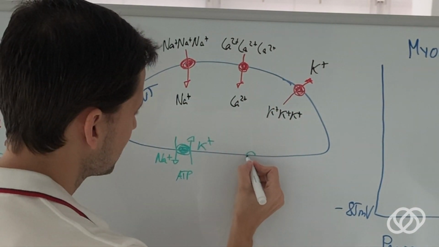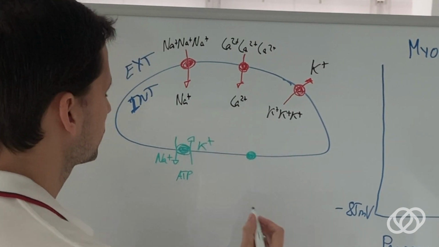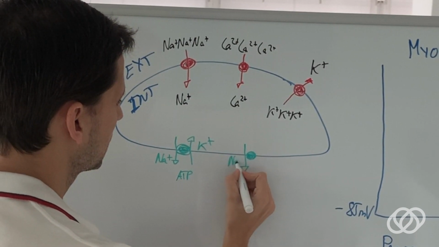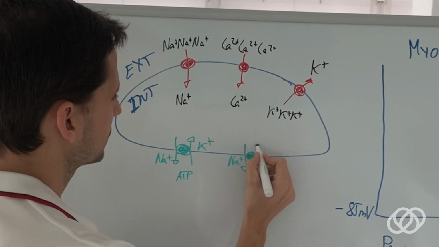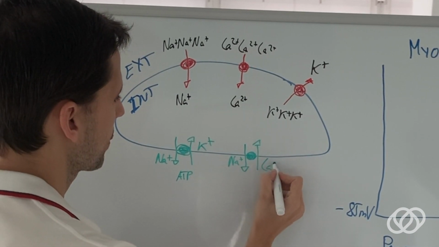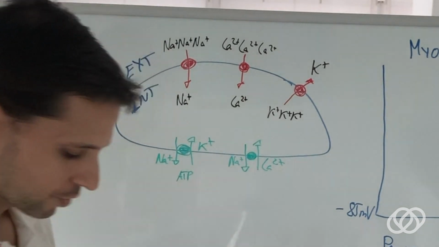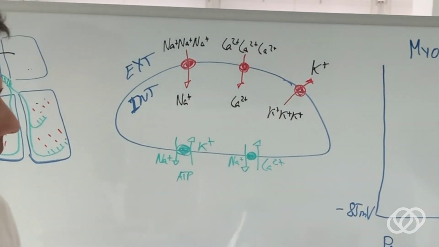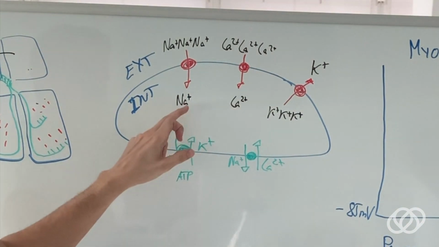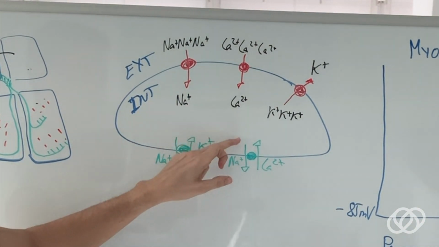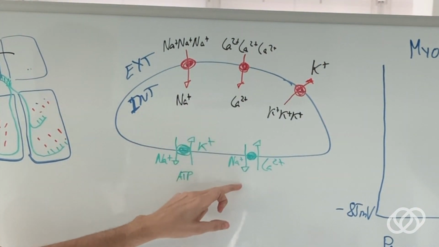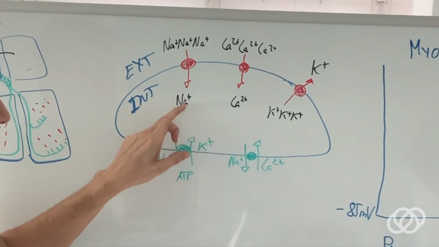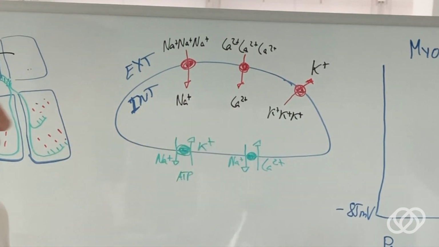While we have another interchanger that is called the sodium and calcium interchanger. Usually it can work in both directions, but what it does is, if there is an accumulation of sodium inside the cell, it will bring sodium out of the cell and will put calcium inside the cell, depending on the concentration of each of the cations.